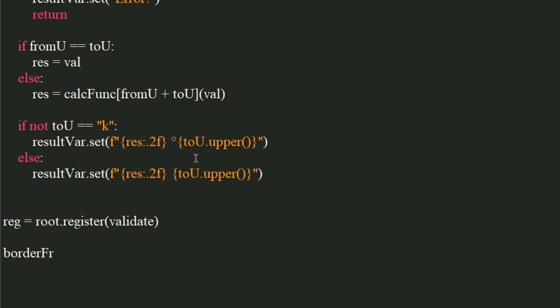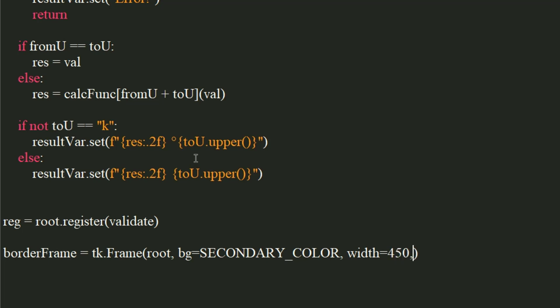Now, we'll create a border around our left frame. Create a Tkinter frame, with the parent window as root. Set the background color to the secondary color. Set width and height to 450 and 510 respectively. Place the border frame at 0, 0 coordinates.